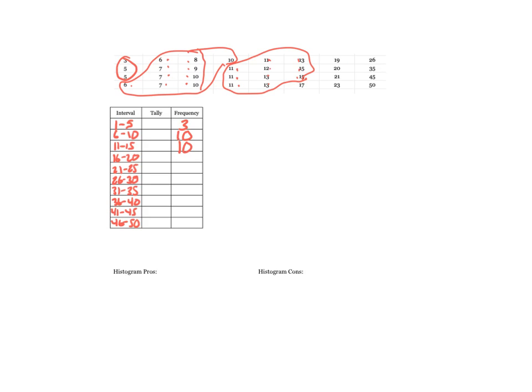Then 16 to 20 would be these three. 21 to 25 would be these two. 26 to 30 would be 1. 31 to 35 is 1. 36 to 40, I don't have anything in that one. Then I have 145 and 150.